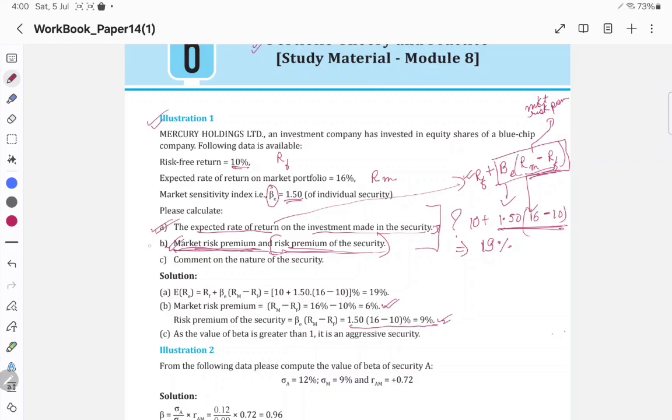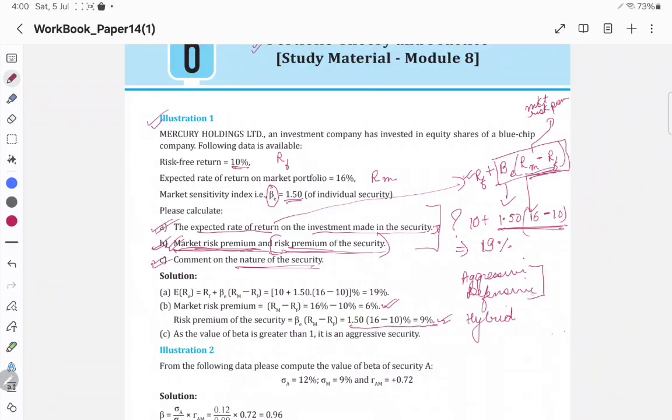The third one is important. The third one is comment on the nature of securities. I think you are aware of it. There are three types of portfolio. One is aggressive, the second one is defensive, and the third one you can say is hybrid, or the combination of both. So majorly there are two.